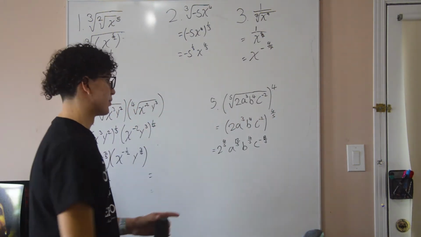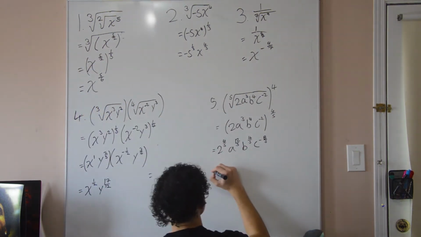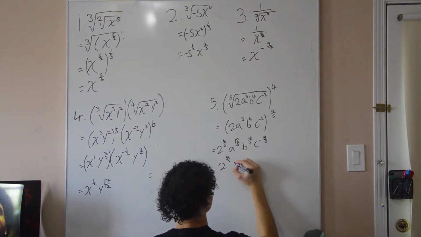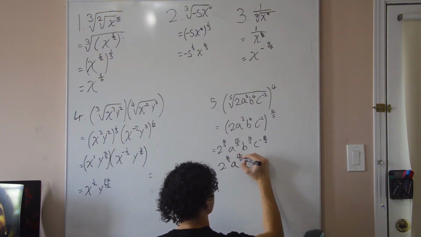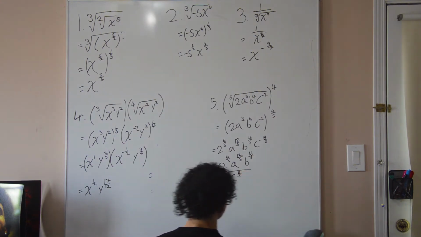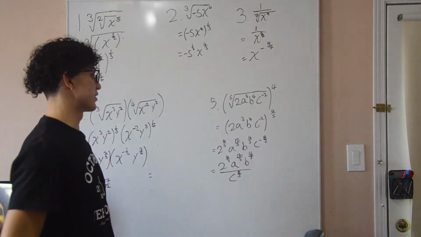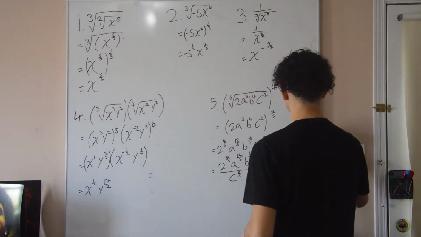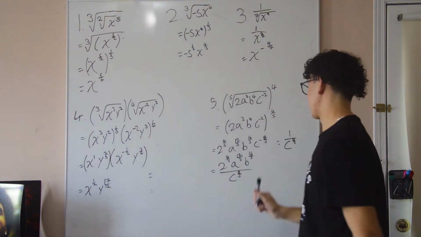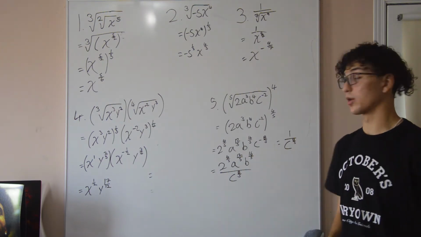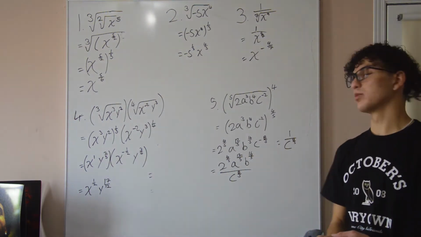This looks like a complete answer, but it's not, because we have a negative. So this would then become 2 to the 4 over 5, a to the 12 over 5, and b to the 16 over 5, all divided by c to the 8 over 5. Just like that. This would be our final answer. Because this right here becomes 1 over c to the 8 over 5. And when we multiply this whole thing by that, we just simply put it on the bottom. Let's move on to the next couple.